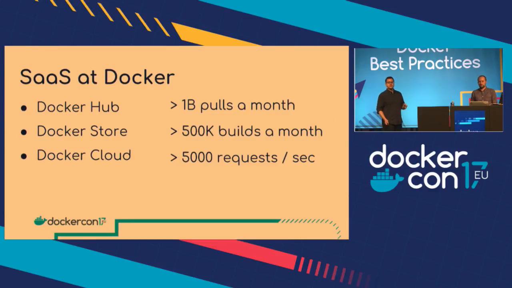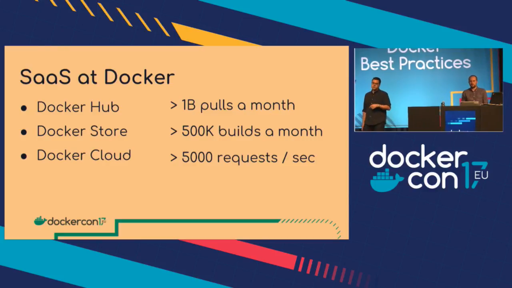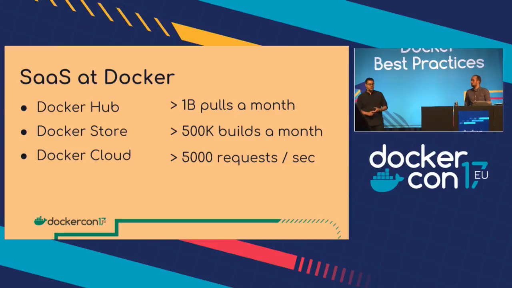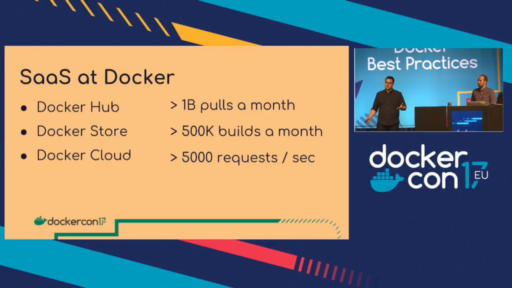To give you a quick idea of what SaaS at Docker means, we run Docker Hub, Docker Store, and Docker Cloud. Hub is where you push and pull images from by default. Store is where you can get certified content, including images and plugins. And Cloud is a Docker management platform. To give you an idea of the scale, we do about 1 billion pulls a month, and that's increasing every day, about 500,000 automated builds on Hub, and about 5,000 requests per second.